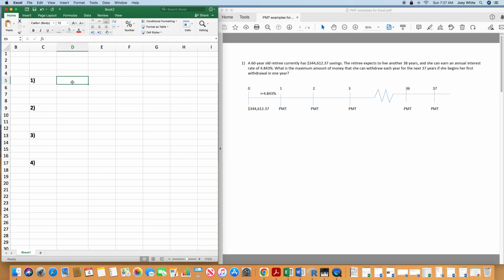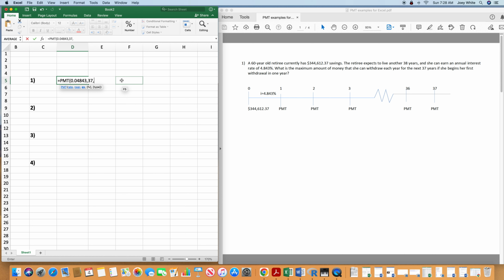So let's go up to B1 here, and we'll do equal sign, and we're going to use PMT and open parentheses. So this is the PMT function, and so again, rate, we just put in the interest rate, which is 4.83%, so we've got to put that in decimal form, so that's 0.0483, then comma, number of periods, it's 37, right? And then the present value, that's what we need.